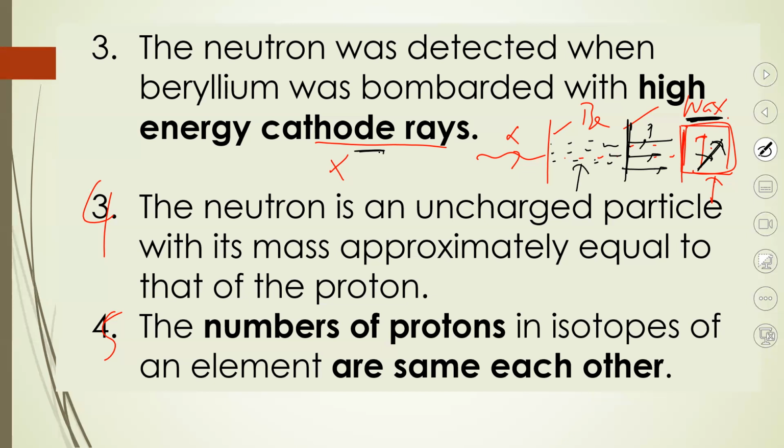So this is the fourth answer, cathode ray, alpha rays. The neutron is an uncharged particle, yes, with its mass approximately equal to that of a proton. Remember that the mass of a neutron is slightly higher compared to a proton. So they mention approximately, yes, this is correct. The number of protons in isotopes of an element are the same as each other. Yes, definitely, it is a unique number.